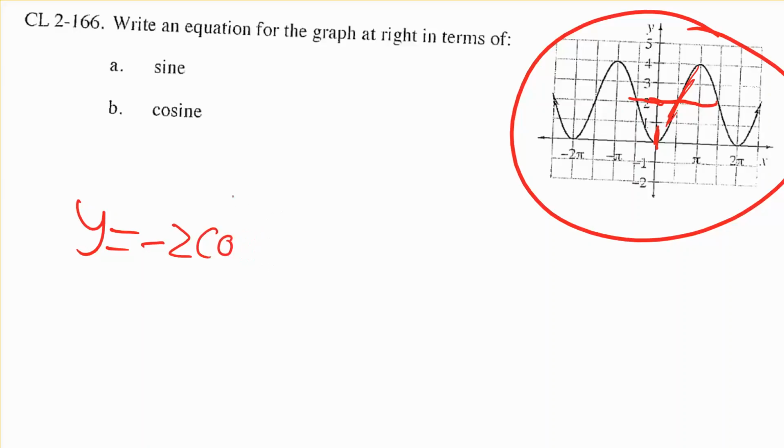Hold up, that's not an s. Negative 2 cos, and no horizontal shift, so there's going to be no h value. And we already know the k value because of the midline, so it's going to be negative 2 cos x plus 2. And that's your answer for B.